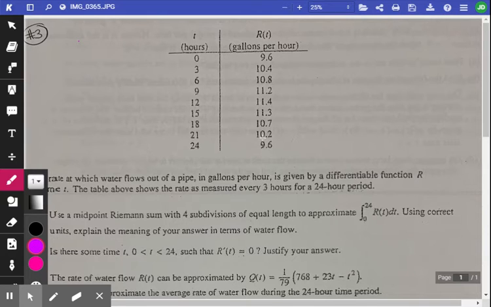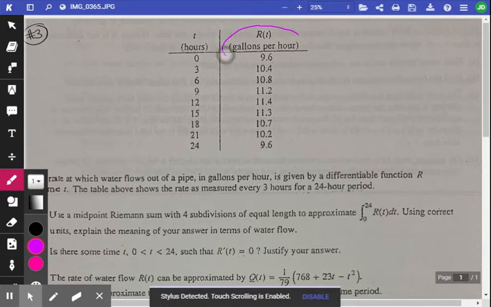So now we have a table. They're going to be requiring some Riemann sums, so I thought this would be a good one to go over. So number 1, notice that this is the rate. The rate at which water flows out of a pipe in gallons per hour is given by differentiable function R. The table above shows the rate as measured every 3 hours for a 24-hour period.